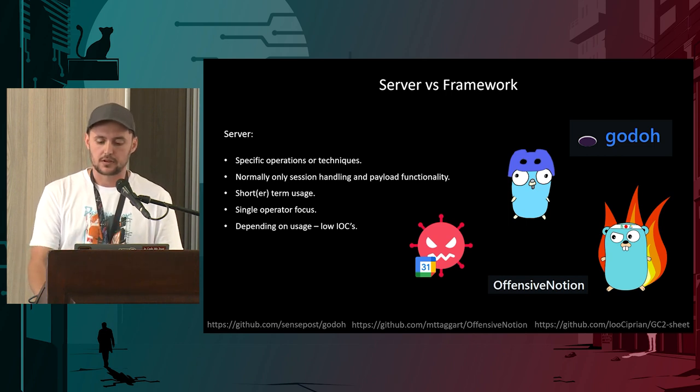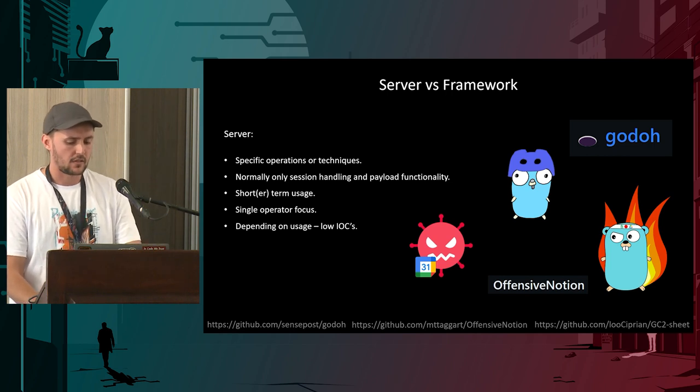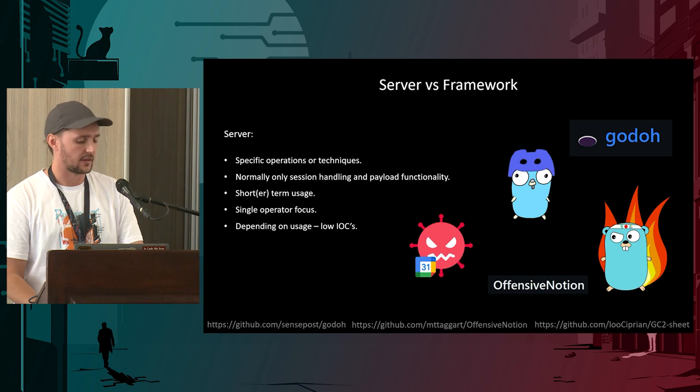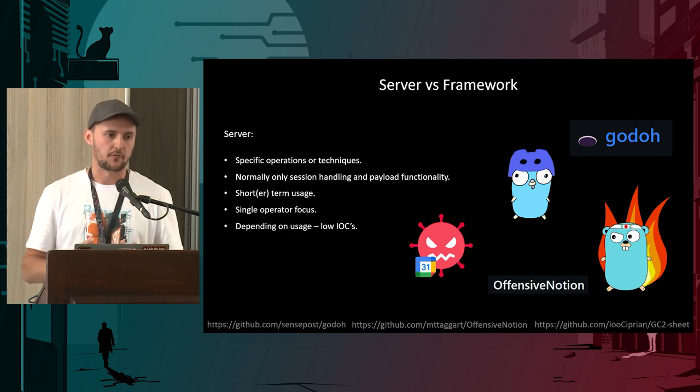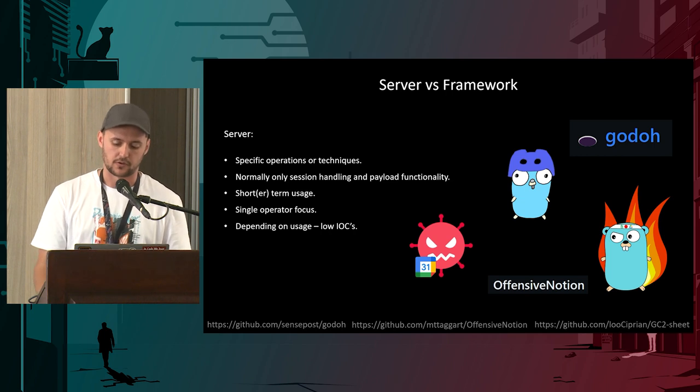So what I mean by specific techniques is, if you look at some of these servers here, one is literally just made to communicate over DNS. The other one is a C2 over Google Calendar. One is a C2 over Discord. It's all very specific, made for blending in type of operations.